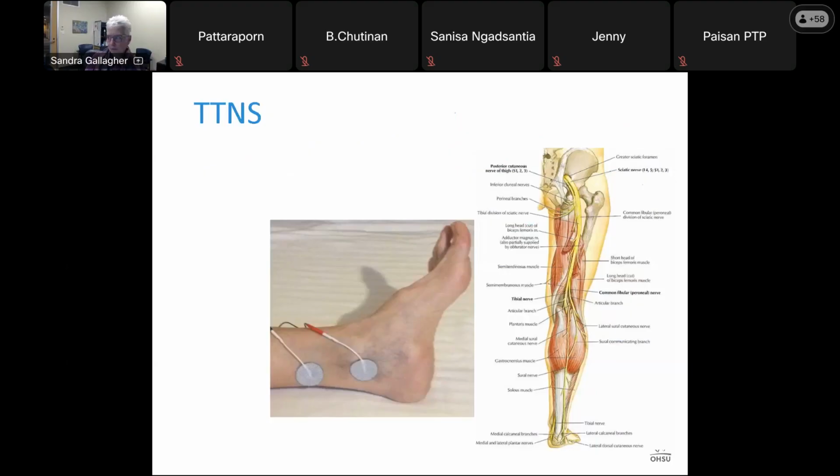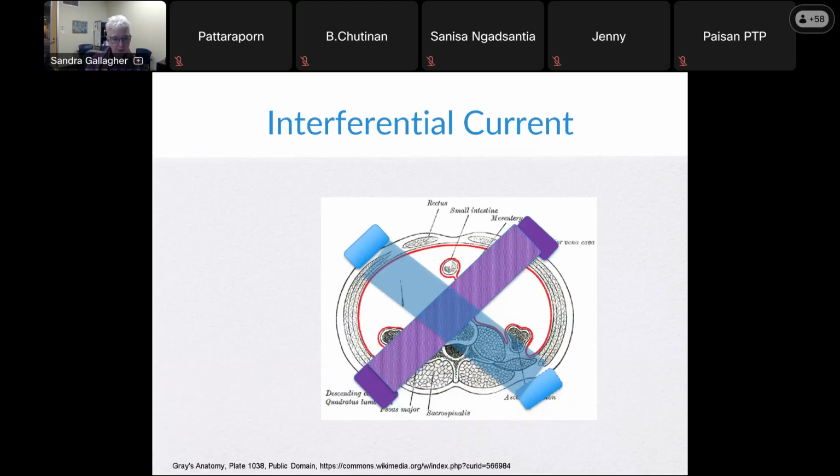And then with the interferential current, I'm assuming a certain knowledge base of modalities, but interferential current is a form of electrical current that is generally considered medium frequency. There's a carrier current that is usually around 4,000 or 5,000, sometimes 2,000 hertz.